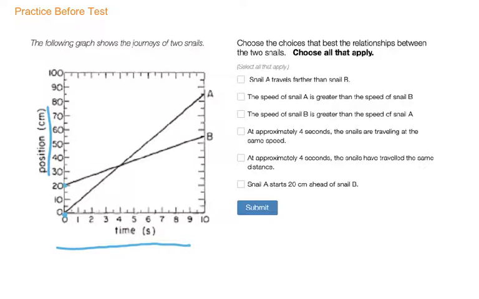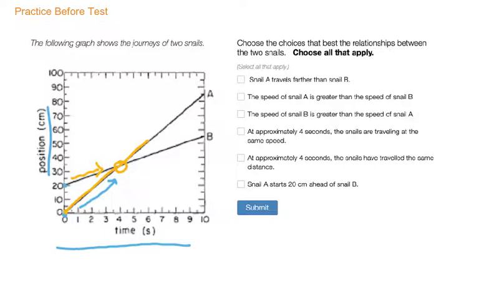I also know that they're both going up. Both lines are going up, so that's good. That means it's positive. The other thing I want you to note is right here, they crisscross. The graph crisscrosses. So this means that the snail at A started out here and at some point overtook, meaning got ahead of, snail B. That's what it means.